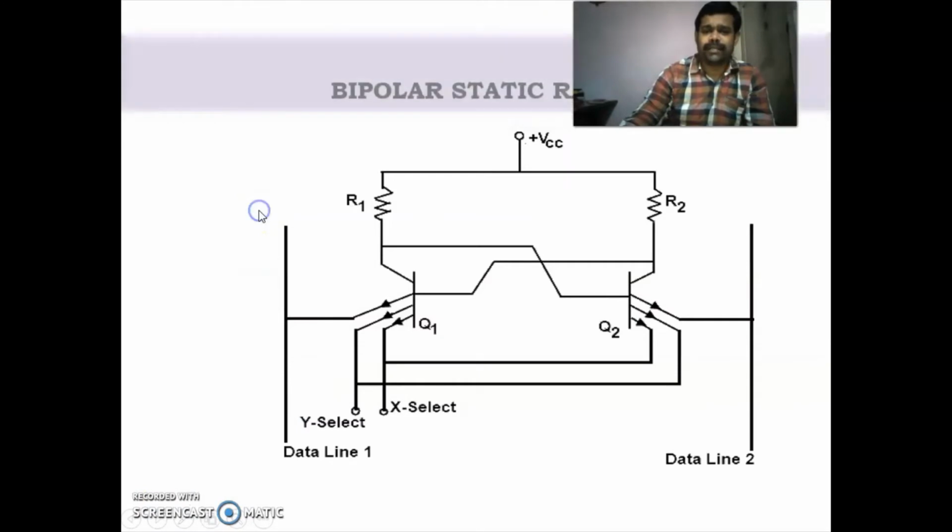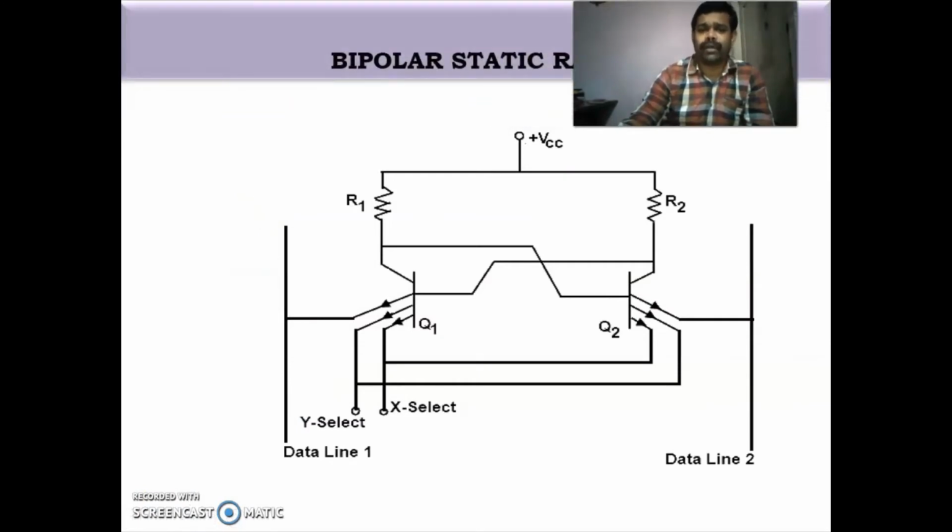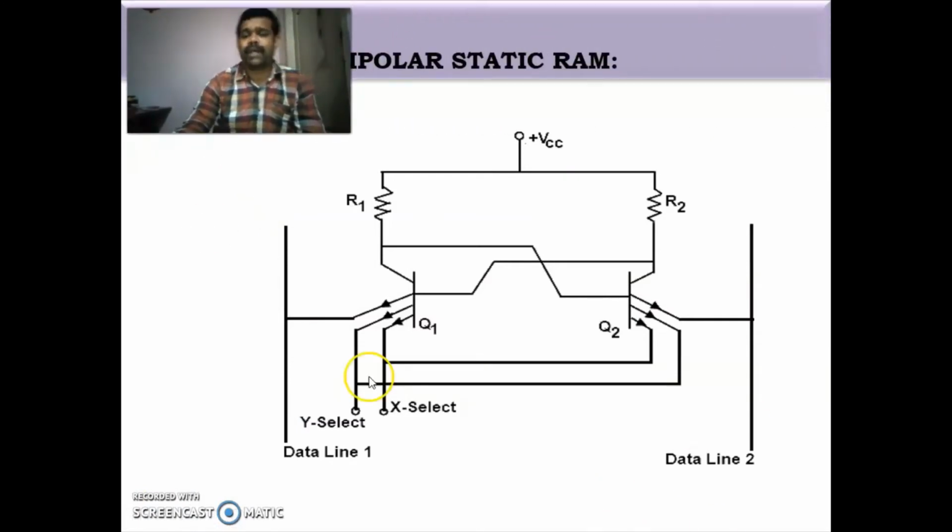Now this is the diagram of a bipolar static RAM. Here it has two transistors, Q1 and Q2. These Q1 and Q2 are multi-emitter transistors, each having three emitters. Another important feature is that they are cross-coupled transistors.